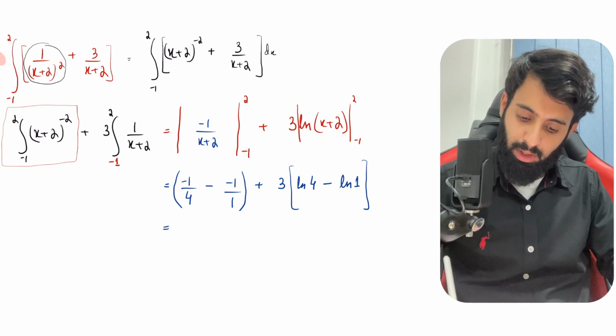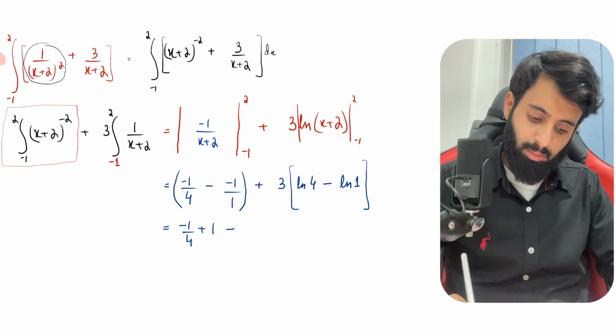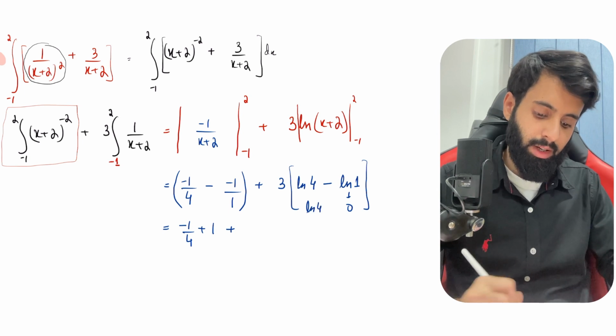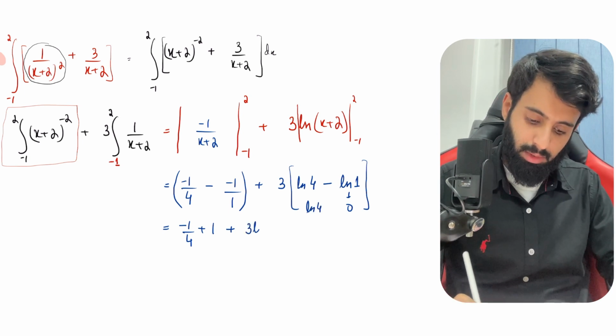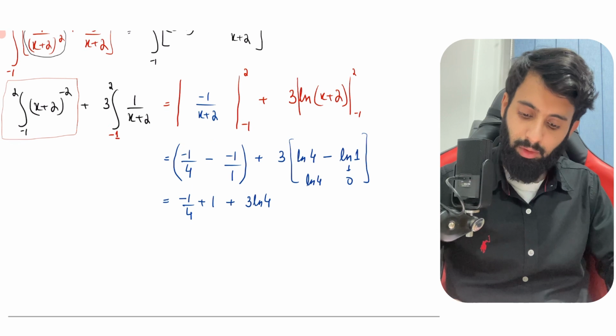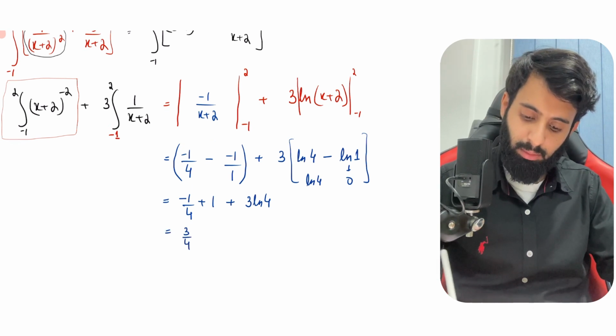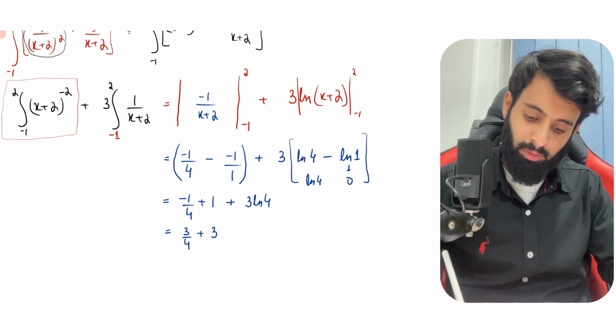Okay, so what does this become? This becomes minus 1 upon 4 plus 1 plus this, as I mentioned, is 0. And this will leave it in ln as ln 4 only. So that means this becomes 3 ln 4. Okay, now let's simplify this. So minus 1 upon 4 plus 1 is basically positive 3 upon 4 plus 3 ln 4.